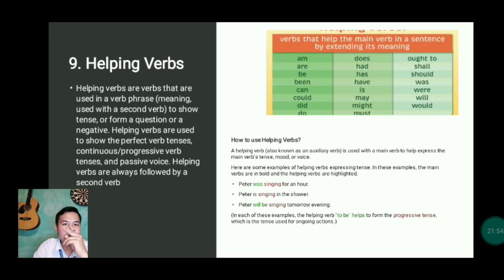Here we are at number 9, which is helping verbs. It is different from linking verbs, because helping verbs are used in a verb phrase, meaning they are used with a second verb to show tense or form a question or a negative. Helping verbs show the perfect verb tenses, continuous progressive verb tenses, and the passive voice. Helping verbs are always followed by a second verb. Here are examples on the screen: had, are, be, been, can.